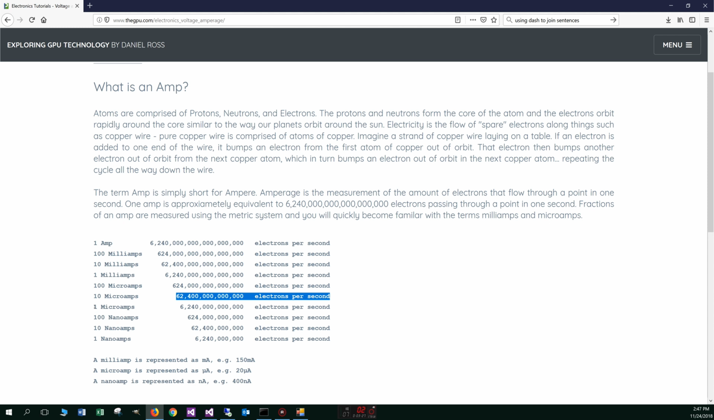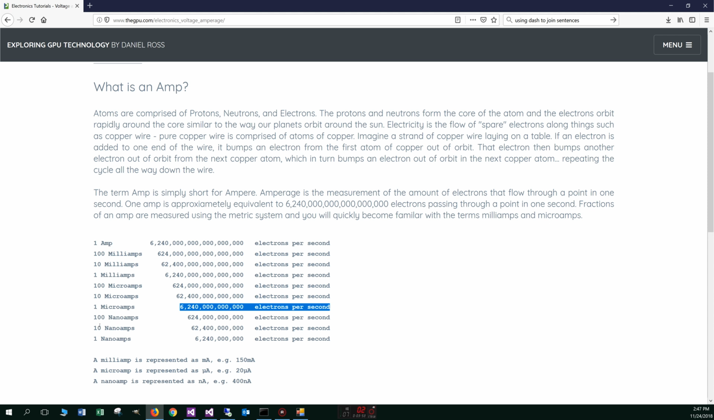Now, back down to the 1 microamp, which is about all you're really ever going to deal with, most likely. But who knows? I went a little further than that. There's 1 million microamps in 1 amp. In other words, a microamp is 1/1,000,000th the power of an amp. And so there's this many electrons passing through a point every second.